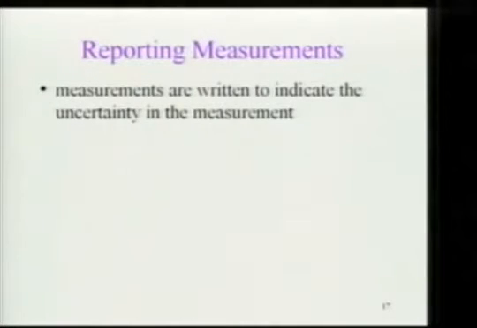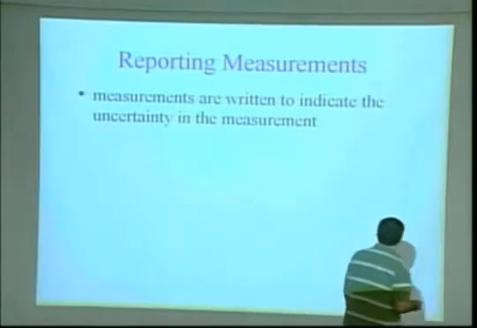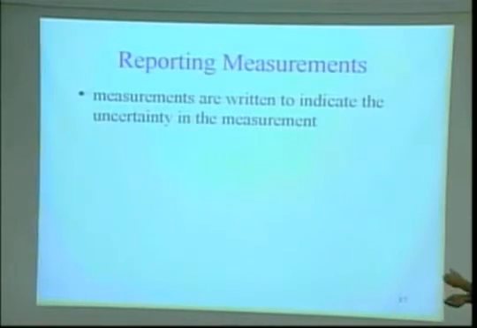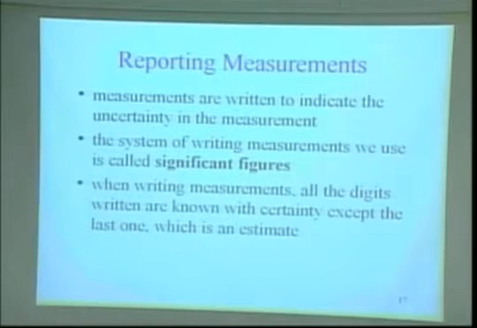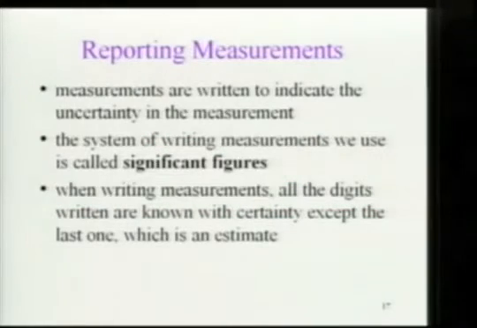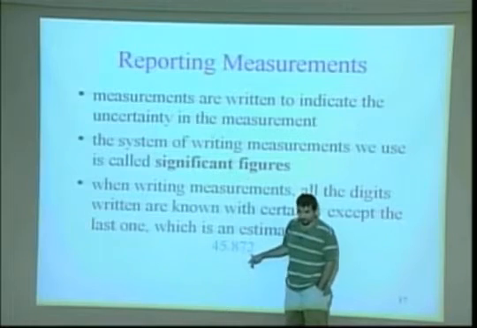I want you to report measurements to me in the lab and on your homework according to certain rules that involve how certain you are allowed to be. We're going to use what's called significant figures to do that. What's important to note is, if you take the number 45.872, what this number means in this class is that you're certain that you have 45.87 something and that you have estimated this last digit.